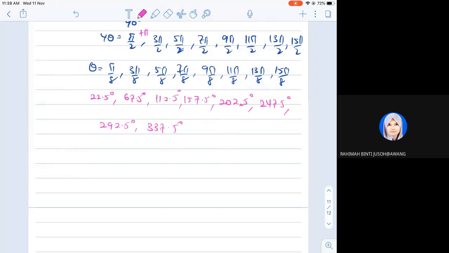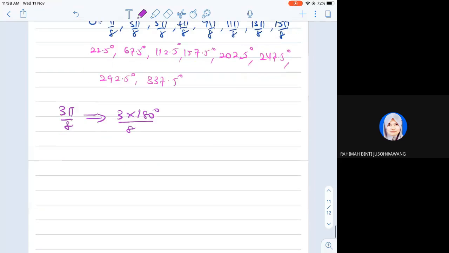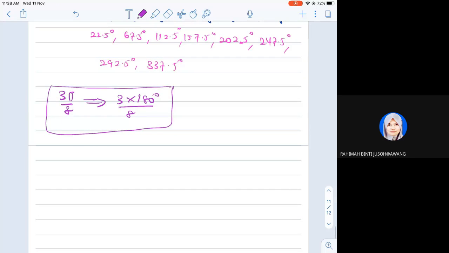Doctor, how do you find that? How do you convert this? For example, 3 pi over 8. How to convert: 3 times 180 degrees divided by 8. Like that. Okay, thank you. Alright. Good question for those who don't know how to find it.